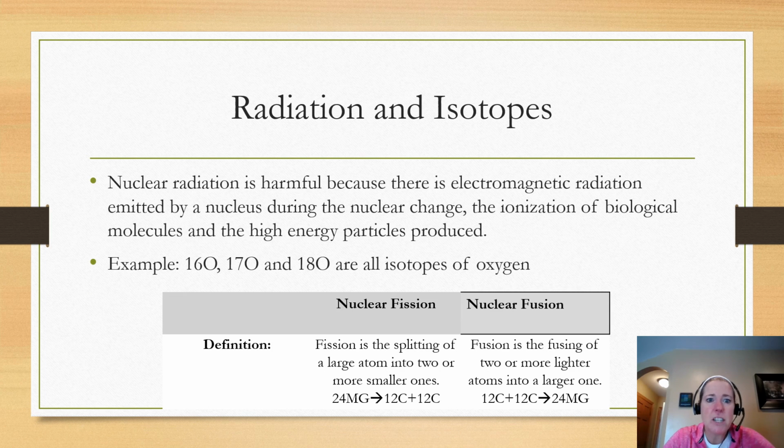When it comes to radiation and isotopes, be able to recognize what an isotope is. For example, oxygen-16, oxygen-17, oxygen-18 are all examples of isotopes. Then we have nuclear fission and fusion. Fission is the splitting, and fusion is combining.